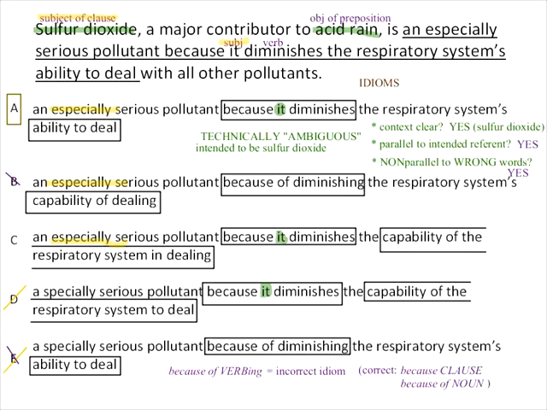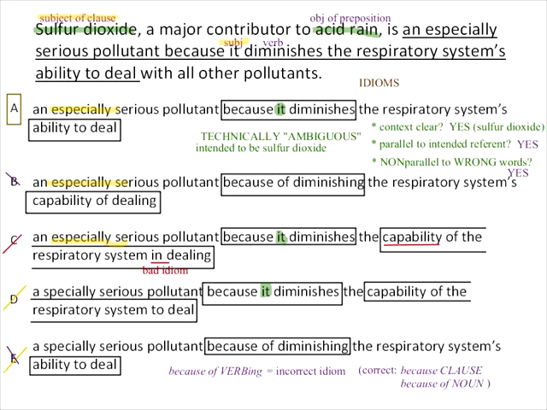The other idioms, "capability of dealing," I'm not sure on that one. I actually don't 100% know whether this is right or wrong. "Ability to deal" is definitely correct. "Capability in dealing" is definitely incorrect. You can't pair "capability" with "in." Again, it's another one of those things where the idiom rules just because it does. So this is a bad idiom, and that's enough reason to rule that out.